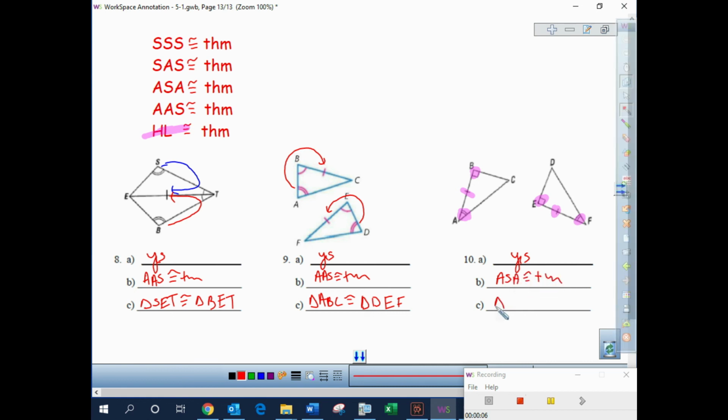And triangle ABC is congruent to triangle. A goes with F, B goes with E, and D is the only other letter.